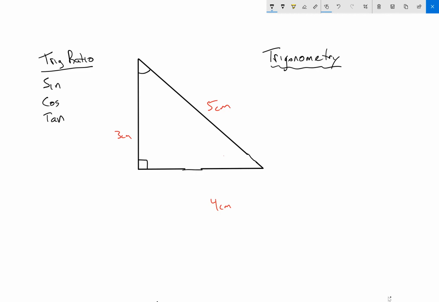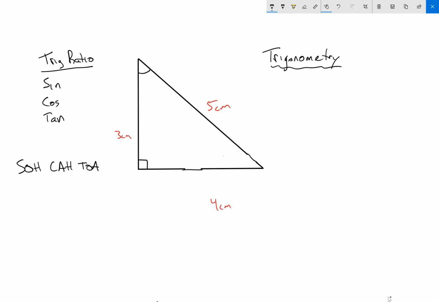So the way to remember the trig ratios, sine, cos, and tan, there's an acronym, and it is SOH CAH TOA. It might sound like gibberish right now, but trust me, it's easy to remember if you just repeat it in your brain a lot. SOH CAH TOA. If we were in class, I would say it to you 1,000 times.